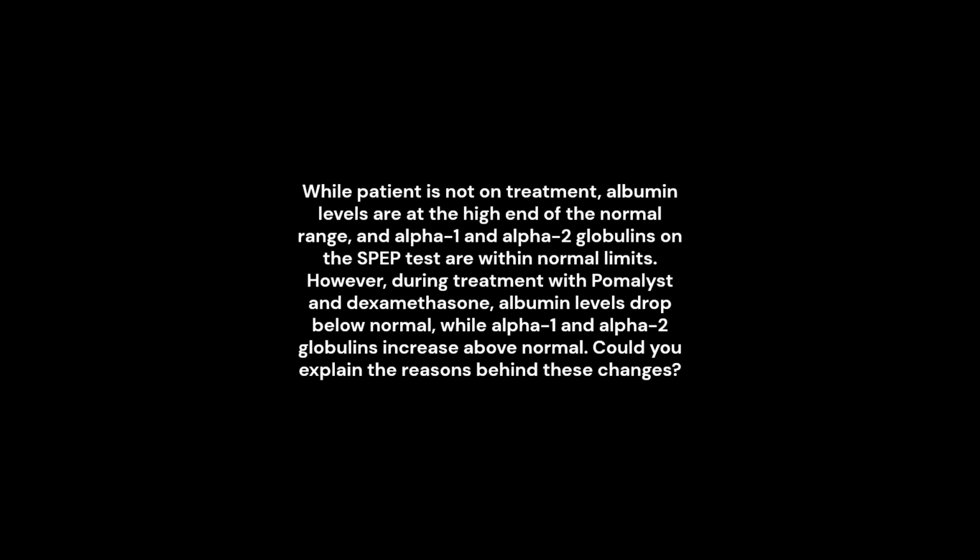While the patient is not on treatment, albumin levels are at the high end of the normal range, and alpha-1 and alpha-2 globulins on the SPEP test are within normal limits. However, during treatment with Pomalyst and dexamethasone, albumin levels drop below normal, while alpha-1 and alpha-2 globulins increase above normal. Could you explain the reasons behind these changes?